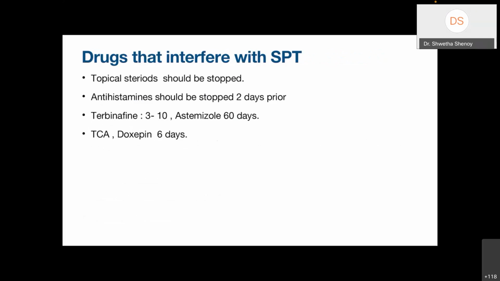So drugs which have to be stopped are antihistamines. Invariably, all the patients will be on antihistamine. So this is a drug that we have to stop before we go ahead and do a skin prick test. Topical steroids, like suppose they're applying steroid on the hand for some reason, that has to be stopped. And the other medicines like tricyclic antidepressants have to be stopped. Astemizole is the one which has a long half-life. So this is the one which potentially interferes, though I've not had an opportunity to stop astemizole and do a SPT.